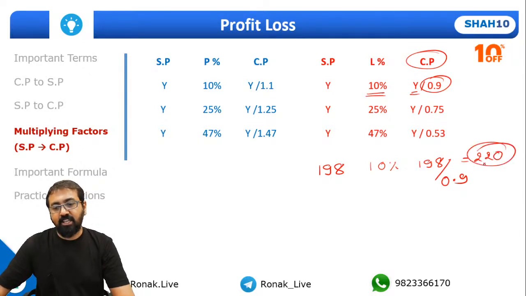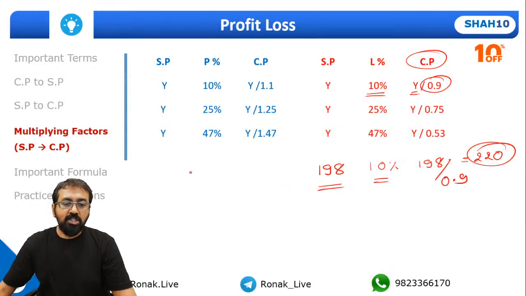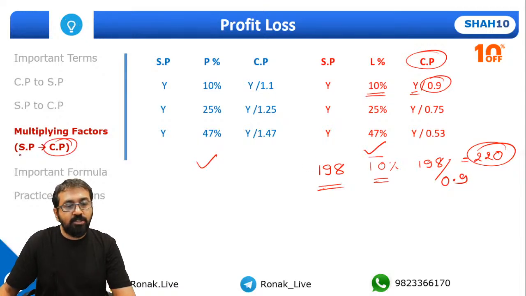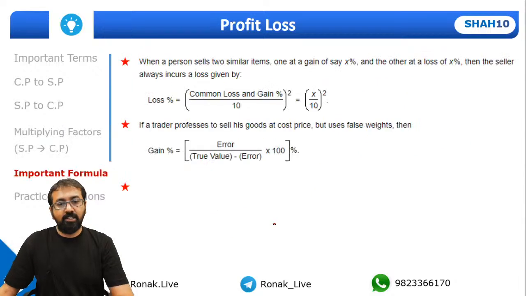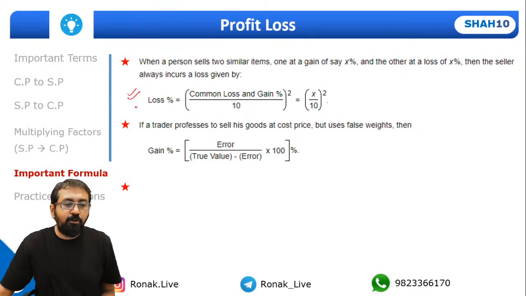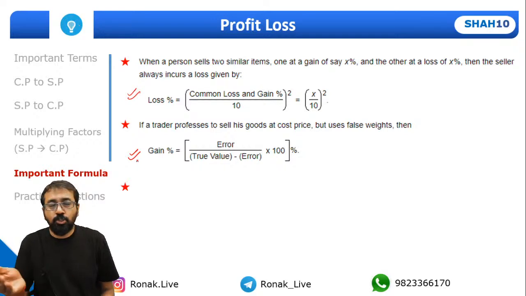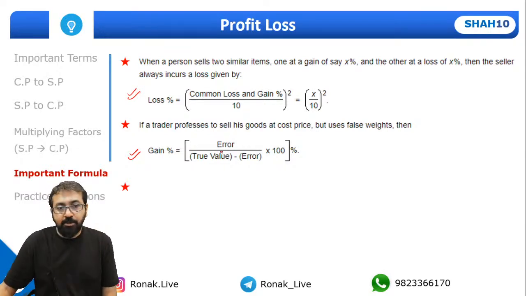Now you can easily think, if 220 is the cost, and you incur a loss of 10%, you must have sold it at 198. So this is how you can remember these two tables, which would help you find cost price from selling price very easily. You don't require any formula. You don't need to remember any formula for this one. Okay. Fine. Couple of more points. Now these are the formulas that you need to remember for selling price, cost price. You don't need to remember any formula, but remember this thing.